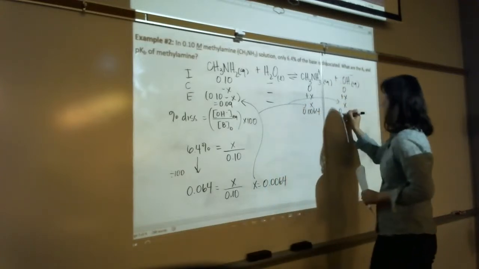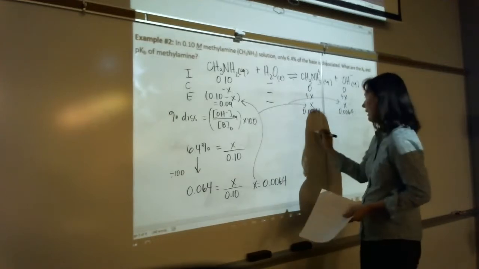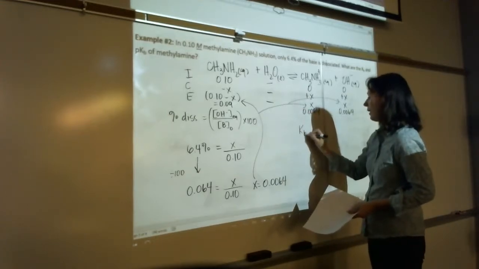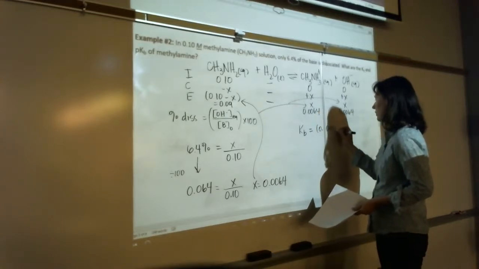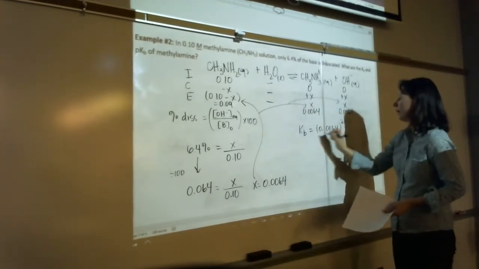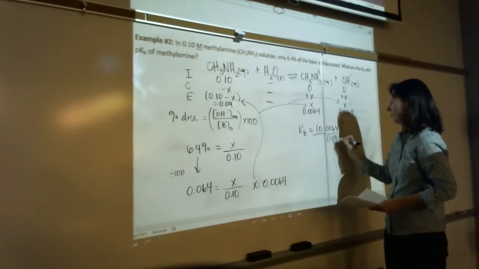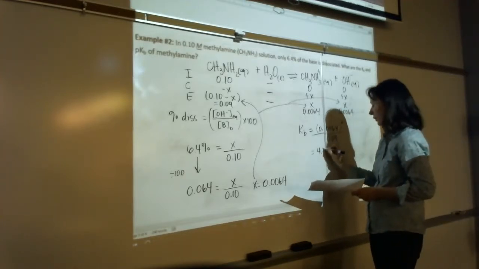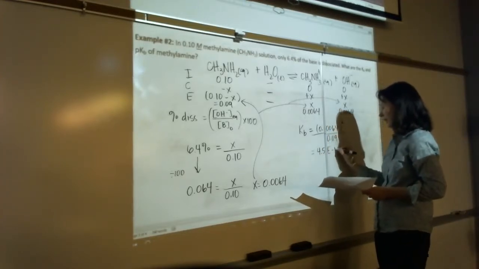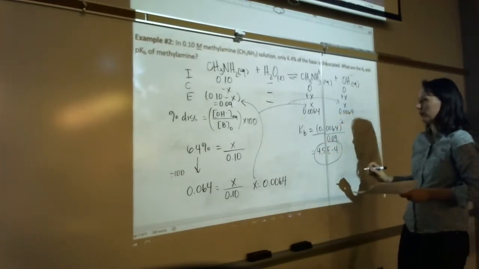0.0064. So now I have everything I need to calculate KB. So KB is equal to 0.0064 squared over my 0.09. So I got 4.5 times 10 to the negative fourth. Pretty close. It's a reasonable KB.